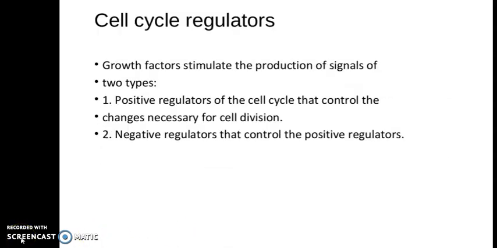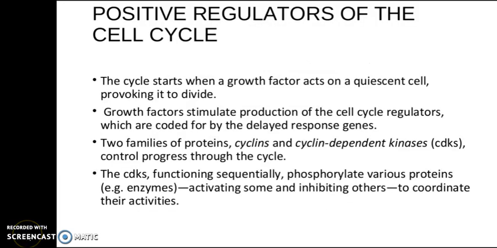Cell cycle regulators are broadly classified into two types. The positive regulators are the ones that control the changes necessary for cell division, and the negative regulators are the ones that control the positive regulators. Let's see about the positive regulators of the cell cycle. The cycle starts when a growth factor acts on a quiescent cell, provoking it to divide. Quiescent cell refers to an inactive or dormant cell.